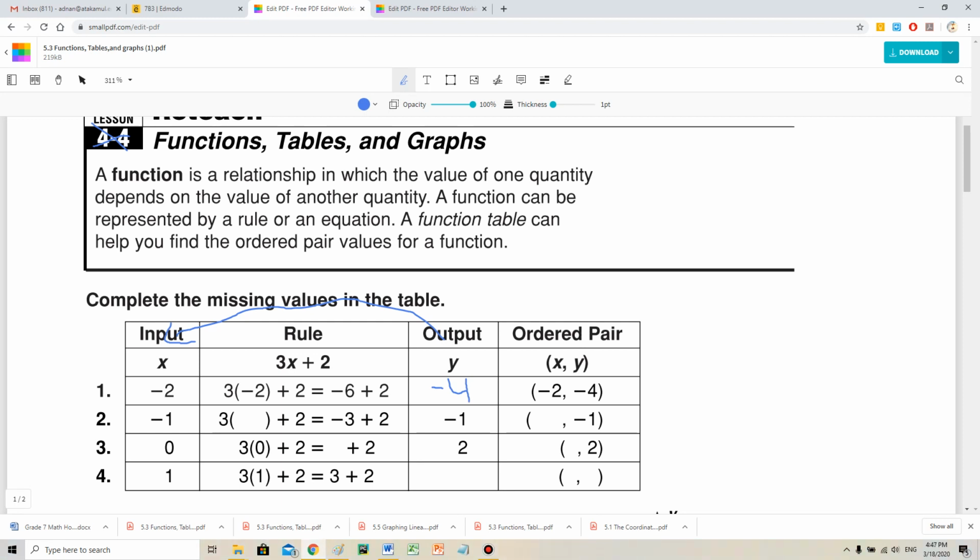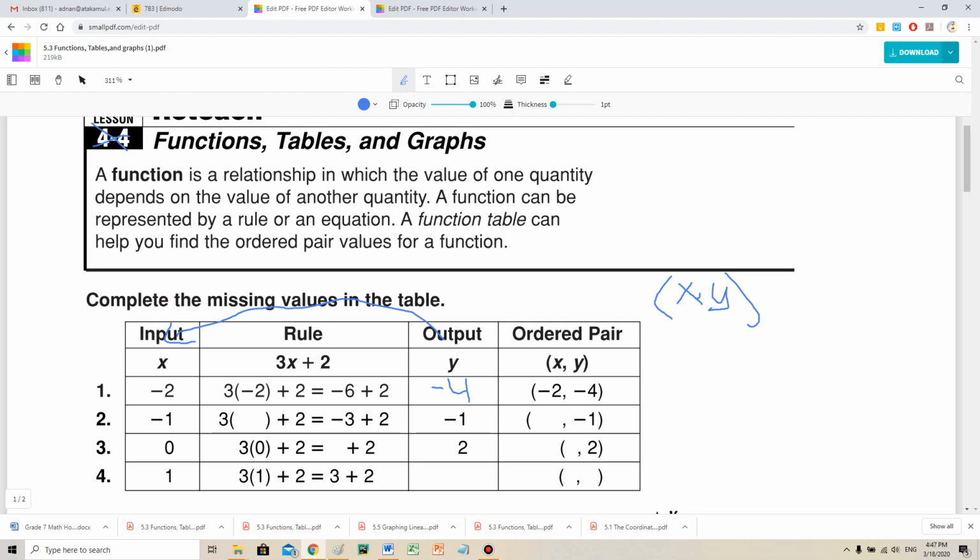So with that, now we have an x value and a y value, and we know that with an x value and a y value we can make an ordered pair. So we're going to have -2 and -4. That's going to be our ordered pair. And now, if we wanted to plot this on a coordinate plane, we can, because we know the x value and we know the y value.